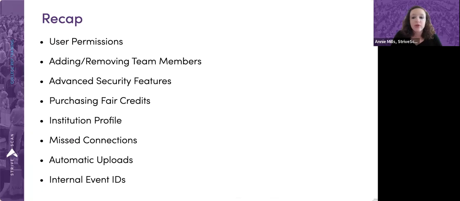We've covered user permissions, so be sure to add any new staff members to your institution's team and remove anyone who has left your institution. Consider turning on biometric login and two-factor authentication to add extra layers of security to your StriveScan account. Remember to purchase fair credits in preparation for travel. Review your institution's profile to make sure it's complete and up to date. Identify who at your institution should receive Monday notifications for new missed connections, and consider if you want to turn on automatic uploads to streamline the process of uploading student scan and missed connection data into your CRM. Finally, decide if adding internal event IDs would help your operations team be more efficient.